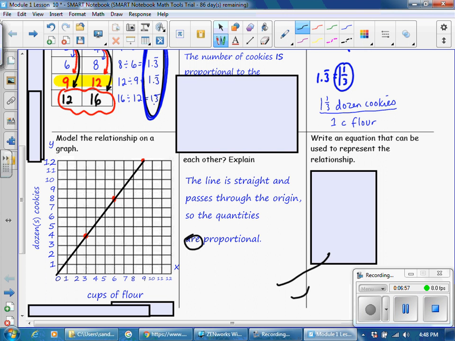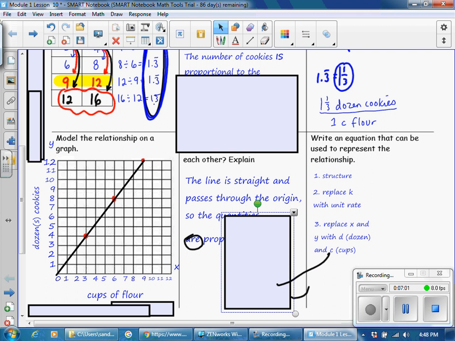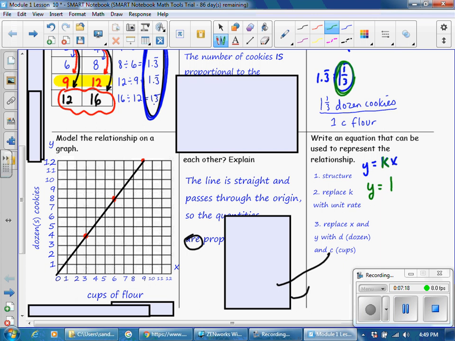So we're going to start with the structure of the equation. We've already calculated the unit rate. So the structure of the proportional equation is y equals kx. Then we're going to replace k with the unit rate, which is 1 1/3. So y equals 1 1/3 x.